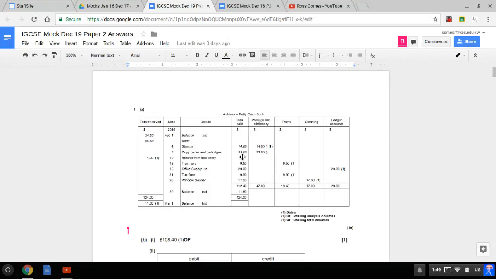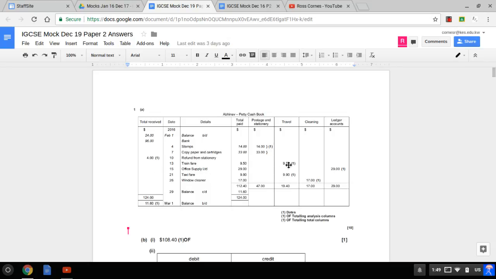Stamps, most people did this correctly. You got your 14 that was actually paid. So that's a credit in the petty cash book because they lose cash, and most people correctly put it into the analysis columns. Similarly with the copy paper and cartridges. Some of you got this one wrong: refund from the stationery. Okay, a refund means you've got a debit entry going into the petty cash. There's money going in, not money coming out, which would be on the credit side.